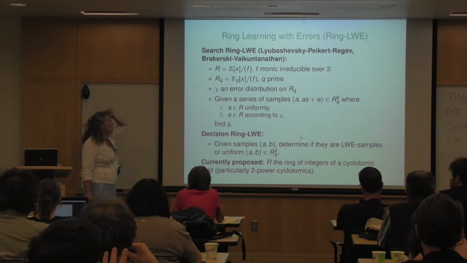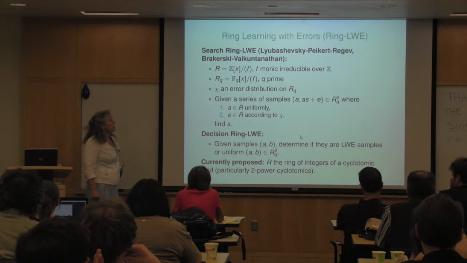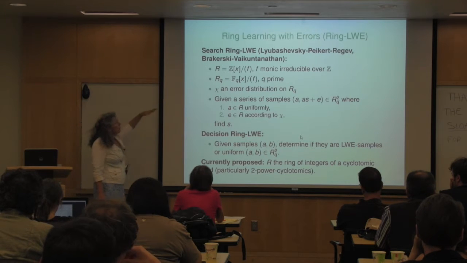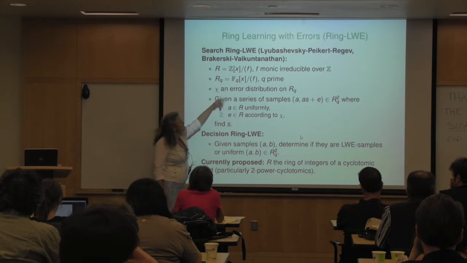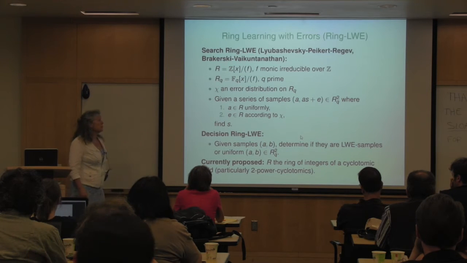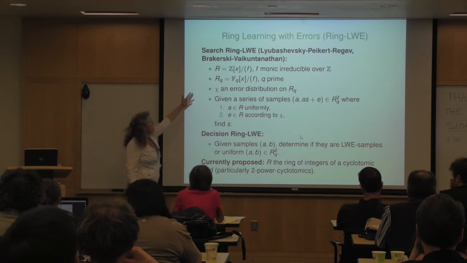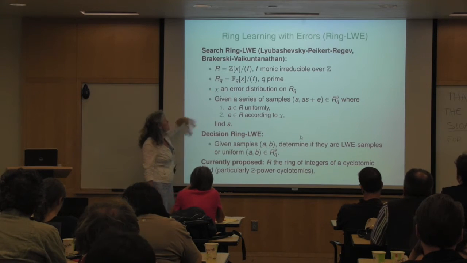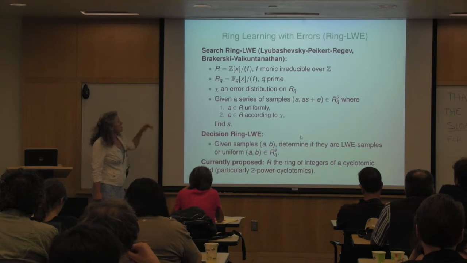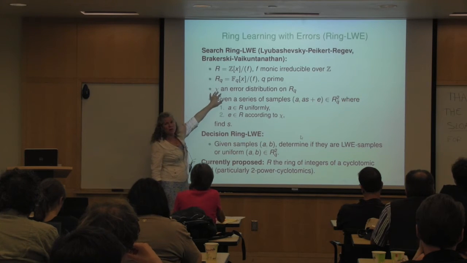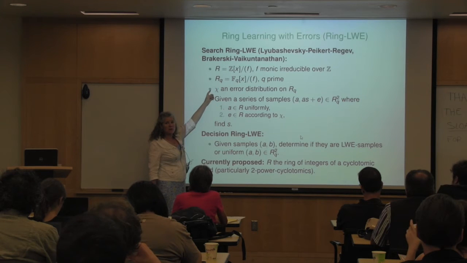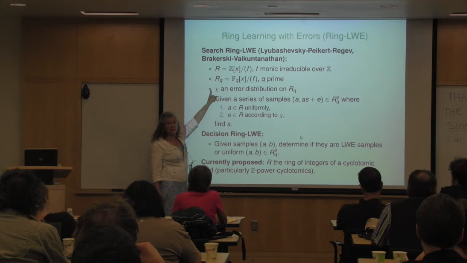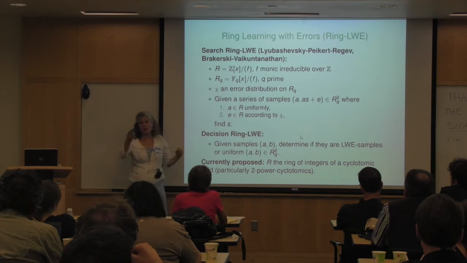R is written as a polynomial ring Z adjoin X modulo F, where F is monic irreducible over Z, and R_q is just the same polynomial ring modulo q for q some prime. Let me point out that in some settings some people do not necessarily assume q is prime, but we're going to assume q is prime in this talk. And chi is some error distribution on R_q. So a key point is, what does this mean, this error distribution?